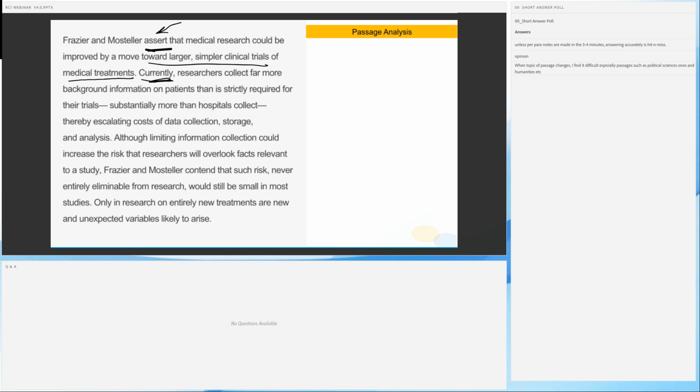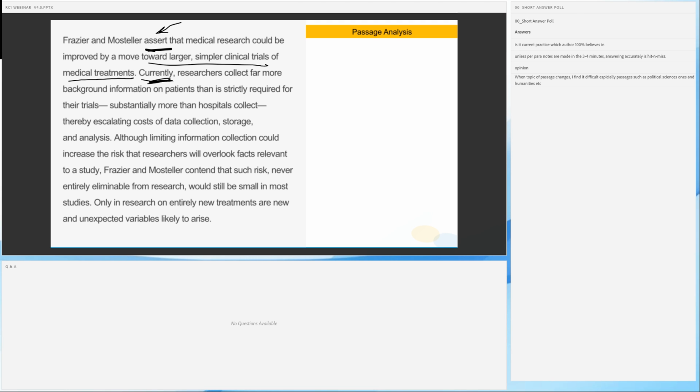Unless per para notes are made in 3 to 4 minutes, answering questions accurately is hit and miss. Again, as I said, don't worry about timing, please, right now. Okay, let's focus on this, and then you tell me what you've learned from this. Okay, it's currently really important. It talks about how things are done as of now.